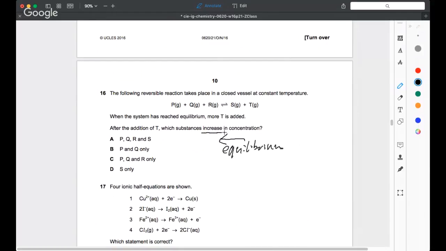Number 16. Okay, when you increase the concentration of T, to keep the equilibrium constant the same, the reaction equilibrium needs to shift to the left. So you have more of the reactant and less of the product because you are increasing the concentration of the product. So the equilibrium shifts to the left to give you more reactant. That would give you C as the right answer because P, Q, and R are all reactants.